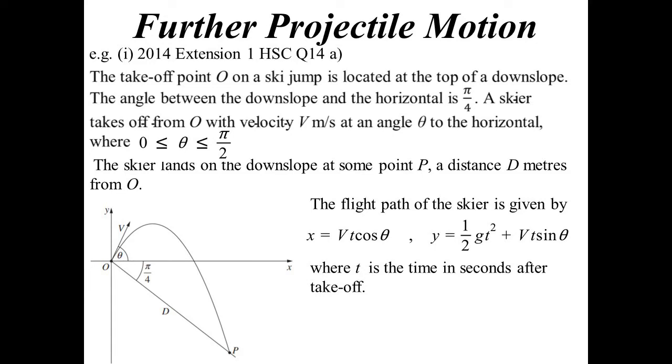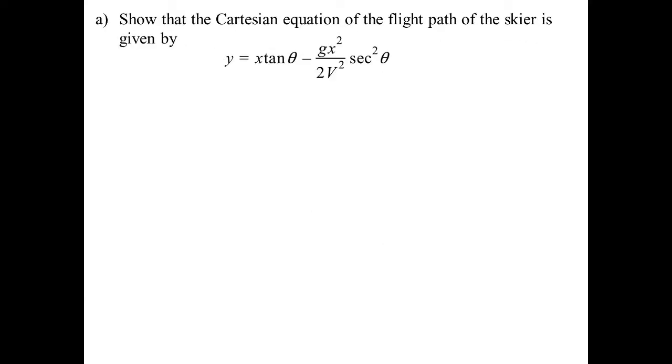It's a ski jump. A skier is taking off on the ski jump, takes off at O, but then the jump keeps going down below the horizontal there, and then will land at the point P. We didn't have to derive the equations of motion. They gave it to us, which was nice, saves a bit of time. So what's the first part? Basically, they want us to find the Cartesian equation of the path. So eliminate the parameter, and the parameter, of course, is t.